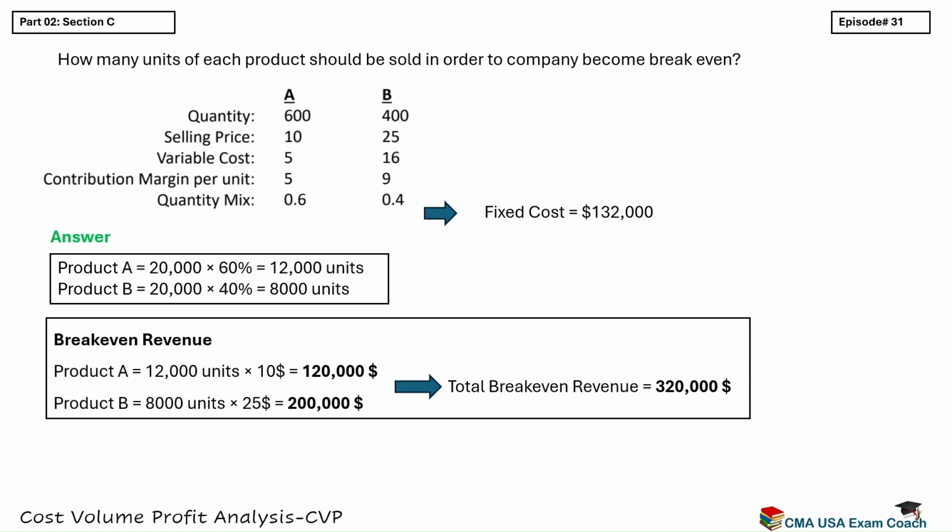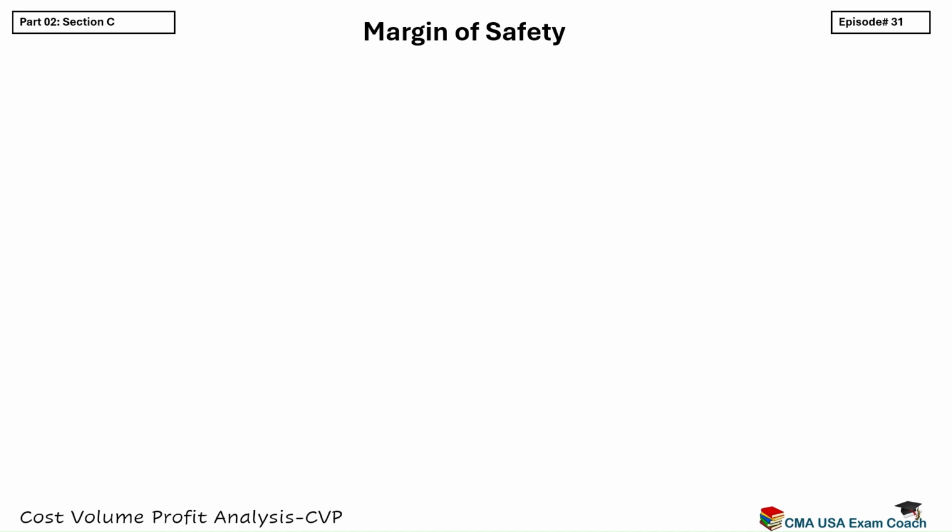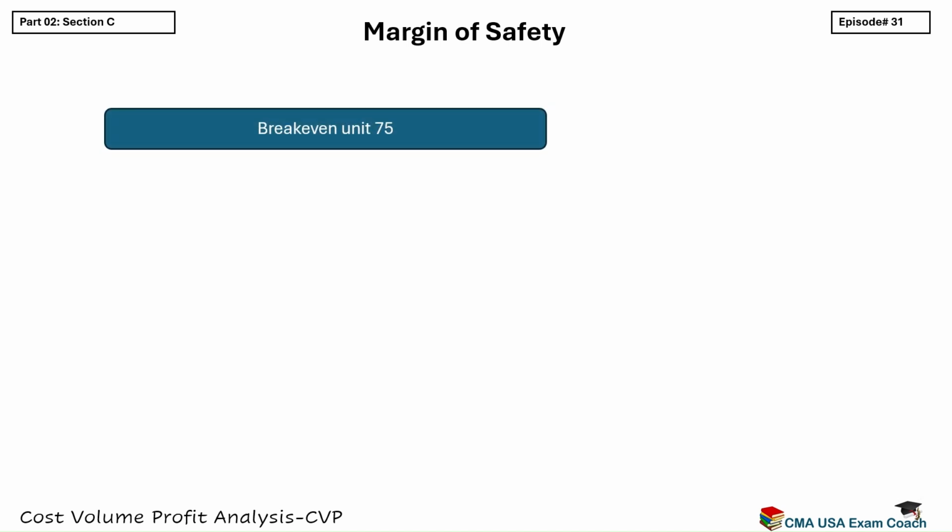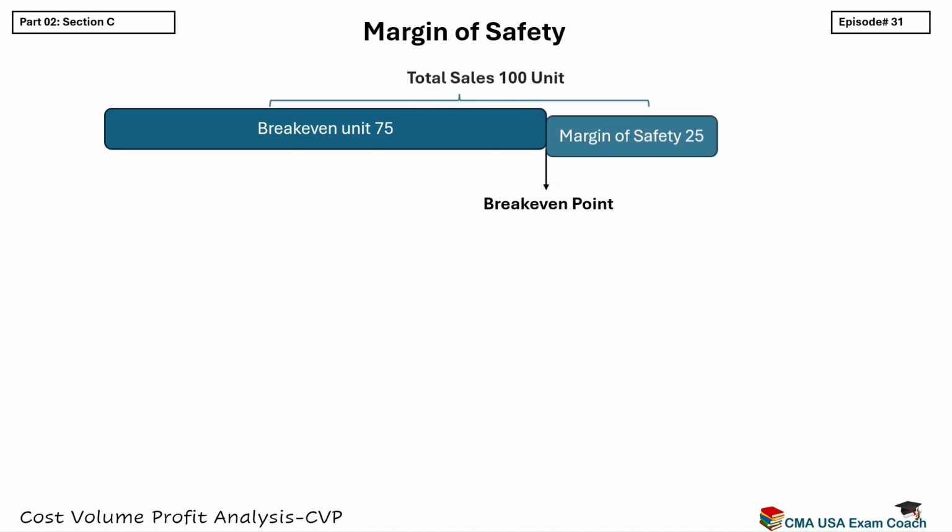Now let's understand the margin of safety with a simple example. Suppose we have a company called ABC Company. They've already calculated that their break-even point is 75 units per month. This means if they sell 75 units, they will exactly cover all their fixed and variable costs. No profit, no loss. Now let's say in a particular month, the company actually sold 100 units. So here's the question.